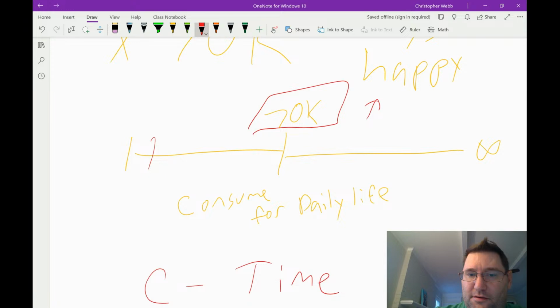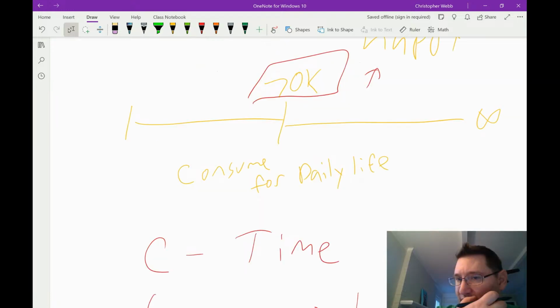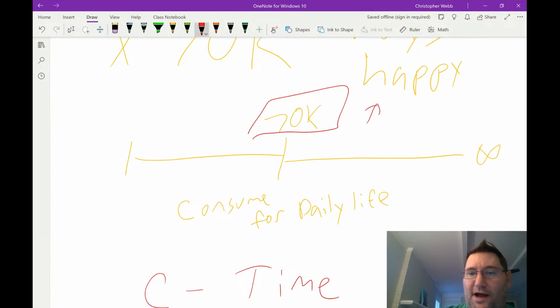If you have a child who is not in diapers anymore, but let's say they're like 7 or 8, you might start thinking about college. You would be saving because you know at some point in the future you need a return for that. So the idea here is that the MPC of those on the lower incomes is generally higher.